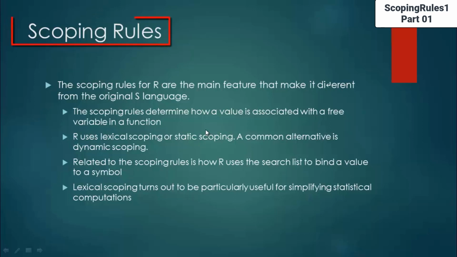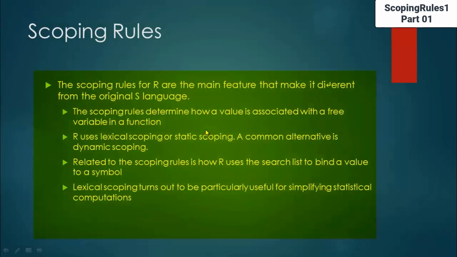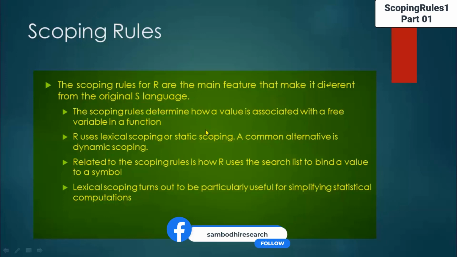What are the scoping rules? The scoping rules of R are the main feature that makes it different from the original S language. They determine how a value is associated with a free variable in a function. R uses lexical scoping, or static scoping. A common alternative is dynamic scoping, which I'll explain later. Related to the scoping rules is how R uses the search list to bind a value to a symbol. Lexical scoping turns out to be particularly useful for simplifying statistical computations.